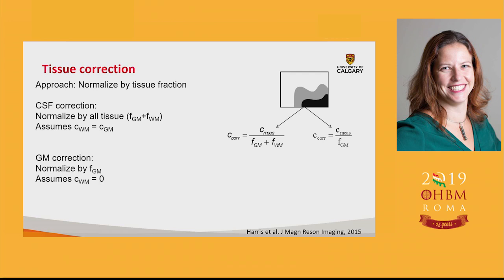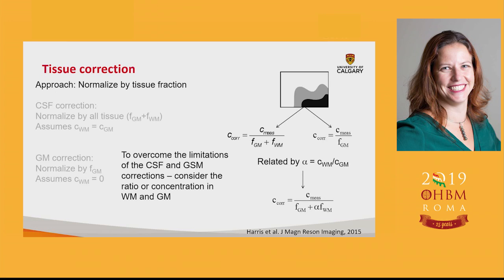But if we look at those two equations, they're actually quite similar. And they're related by how much GABA you think there is in white matter relative to gray matter. And so we can generalize this to normalize by some weighting on your fraction of white matter. And that weighting is the ratio of the GABA concentration in white matter to the concentration in gray matter. So that helps. Now we just have to know what that ratio is.